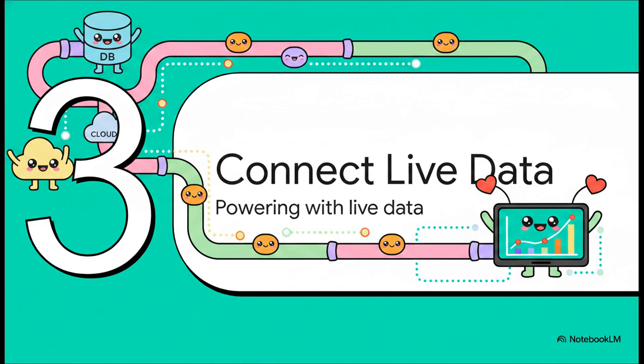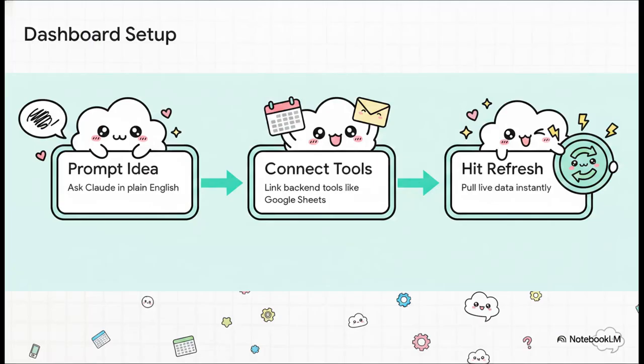Section 3, connecting real-time data, powering your dashboard with live sources. Now, a static dashboard that just shows you yesterday's outdated numbers, that is virtually useless. To make this a functioning assistant, we absolutely must hook it up to live data. Getting this set up takes 3 really simple steps. First, you just prompt your idea, like, hey, build my personal assistant dashboard. Second, you connect your backend tools, specifically things like Google Sheets or Airtable. Claude literally guides you through this. You just authorize the connection in a couple of clicks with 0 coding required.